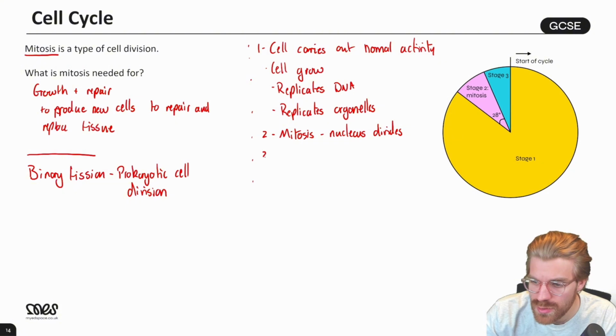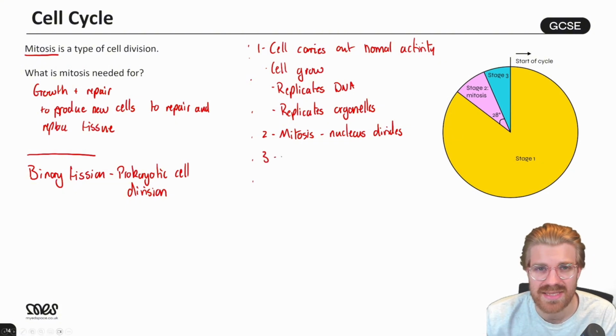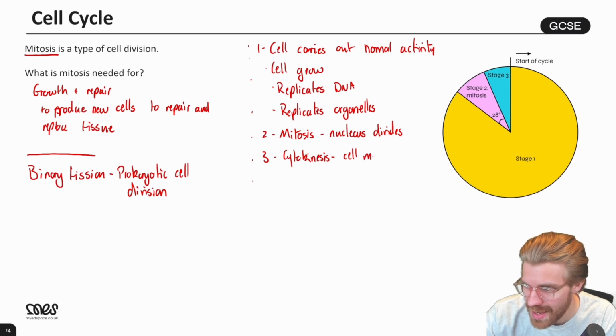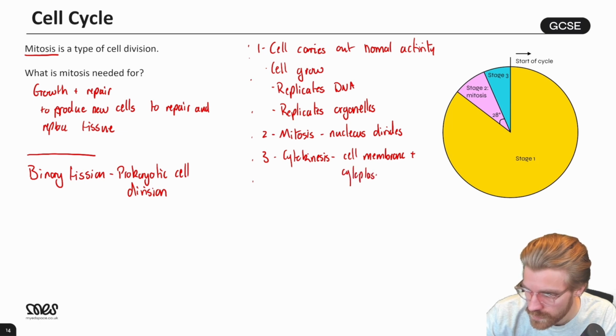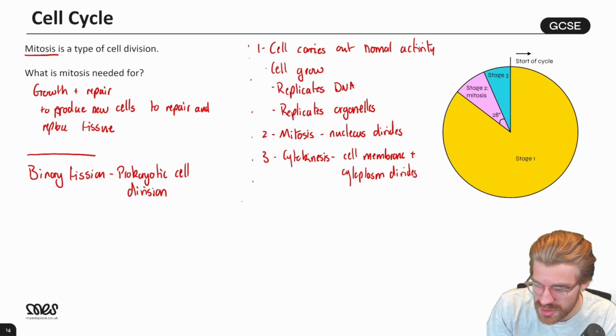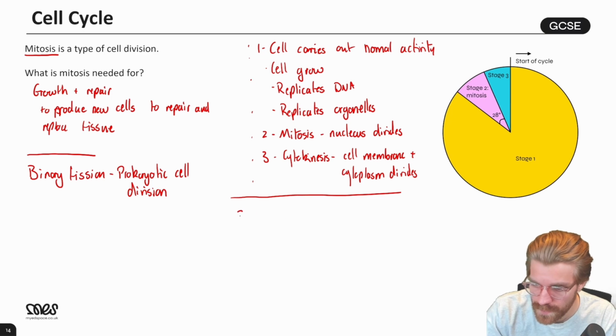Stage 3 comes after mitosis, and this is the final part of the division. This part we call cytokinesis. Cytokinesis is when the cell membrane and the cytoplasm divides. And after this, we have then produced two new daughter cells.